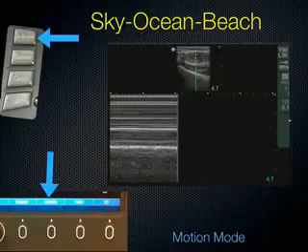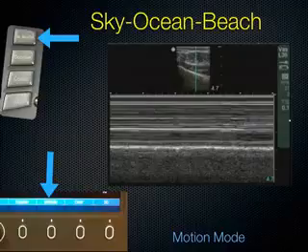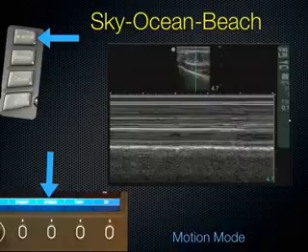If you put an M mode line through that interface, through the pleural line, and watch it over time, you end up having an image that we call sky ocean beach. You'll hear it also referred to as the seashore sign. Either way, the soft tissue creates a striped appearance.